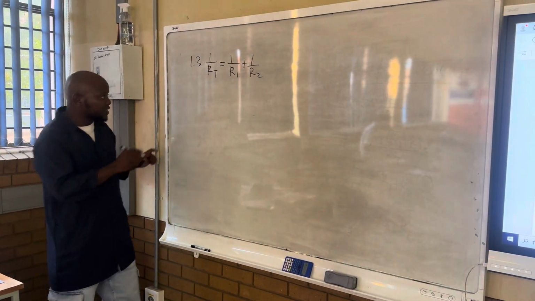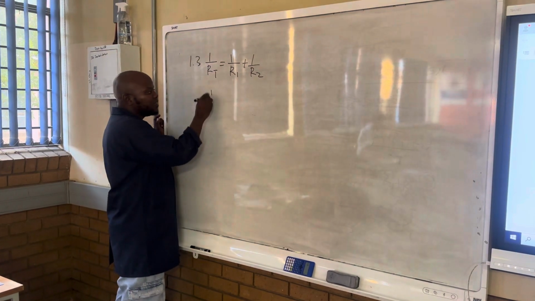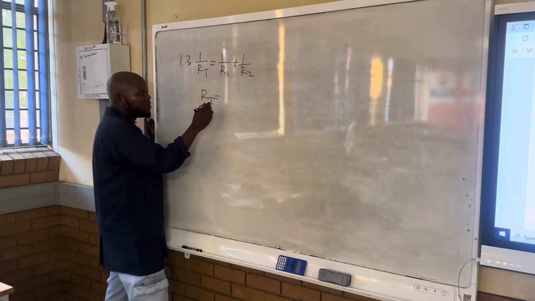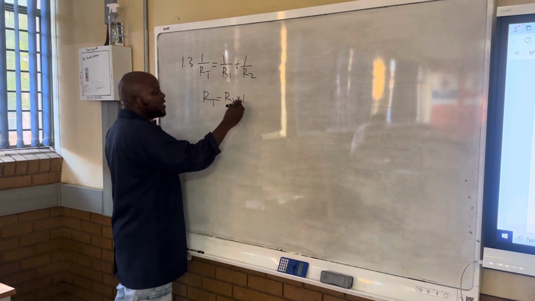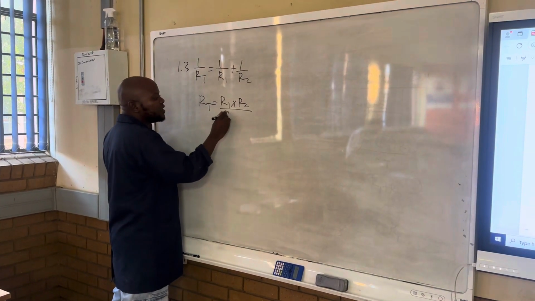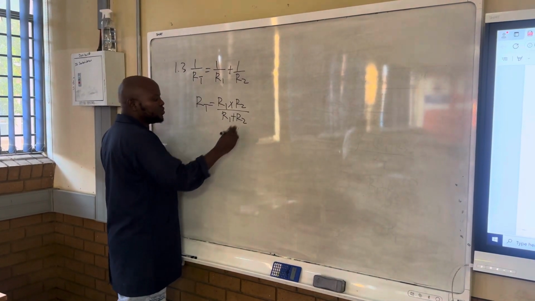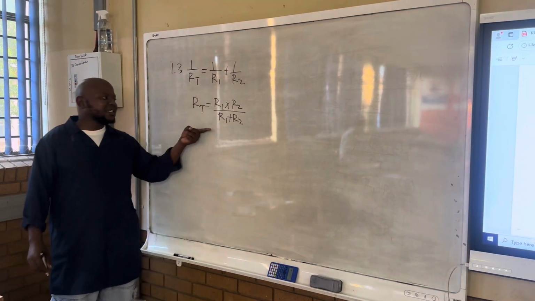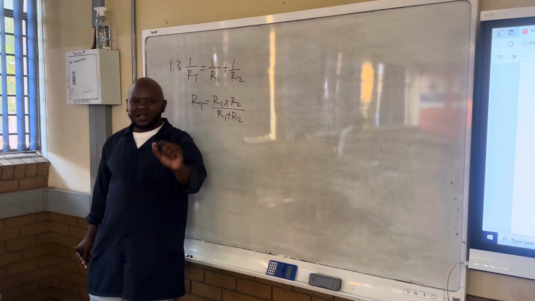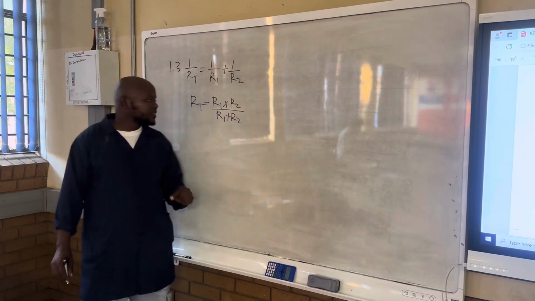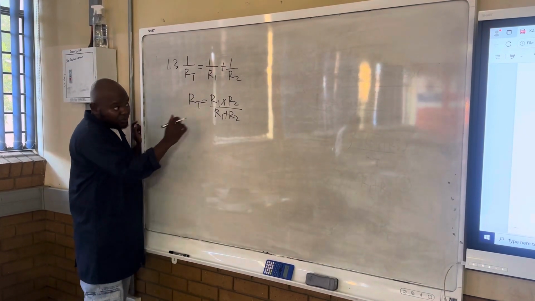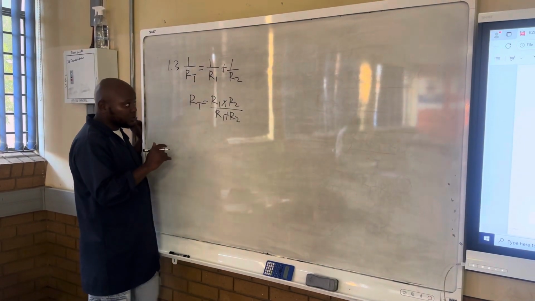How are we going to do that? We just convert the R total. R total is equal to R1 multiplied by R2 divided by R1 plus R2. Normally this is done in electricity, in physical science, technical science, and electrical technology. This is what we do in electrical technology and all those subjects.